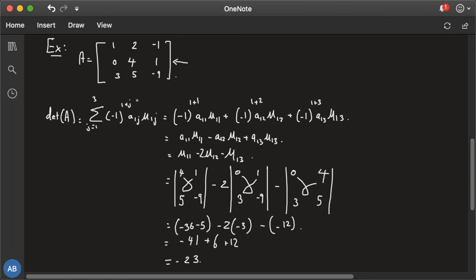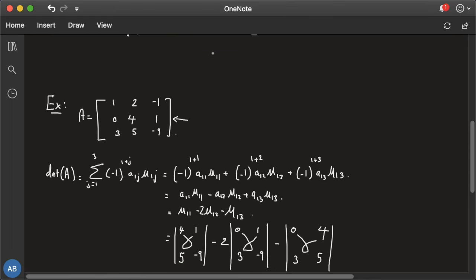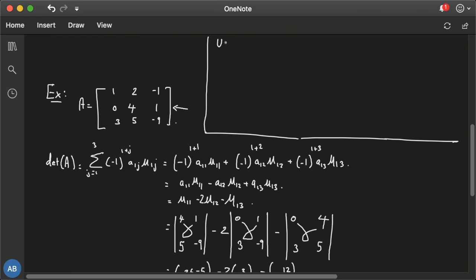Now another question would be, could we have done this using the second row? Well, of course. Let's see how. So I'll do this here. Using the second row, and we'll see why it's easier on the second row in this particular example. The determinant of A on the second row would be the sum j going from 1 till 3 of minus 1 to the power 2 plus j, a2j, m2j, okay?